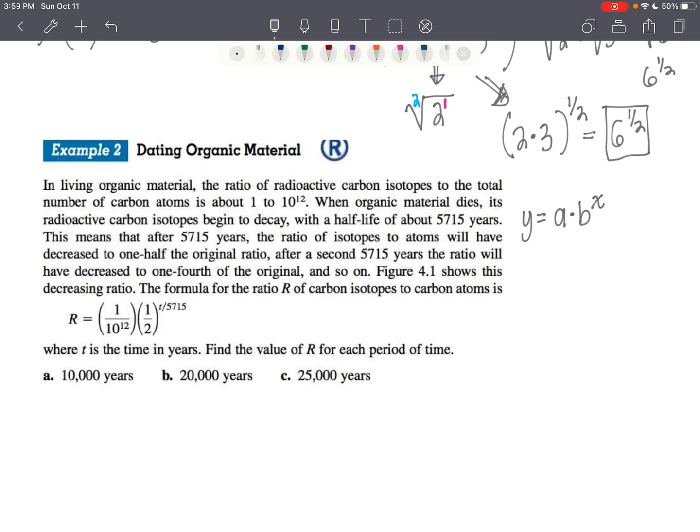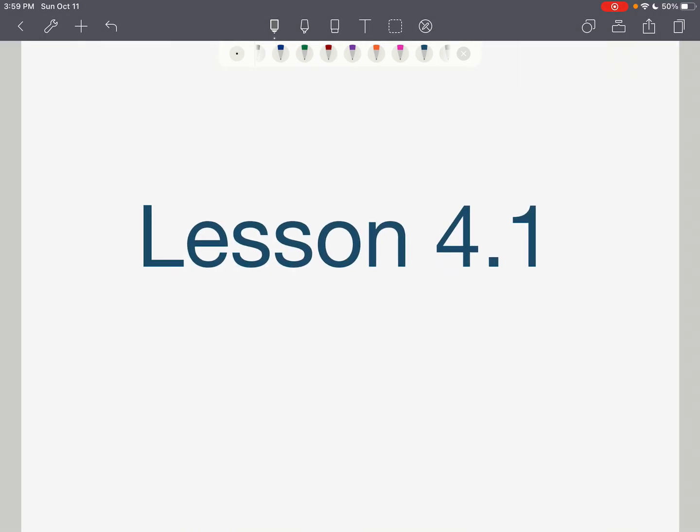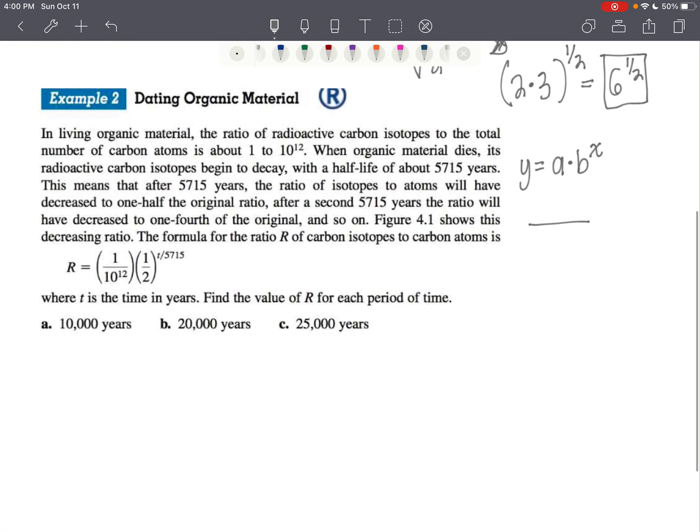In living organic material, the ratio of radioactive carbon isotopes to the total number of carbon atoms is about 1 to 10 to the 12th power. So a ratio is a fraction, and the ratio of isotopes to the total number of carbon atoms, so isotopes to atoms, is 1 to 10 to the 12th.